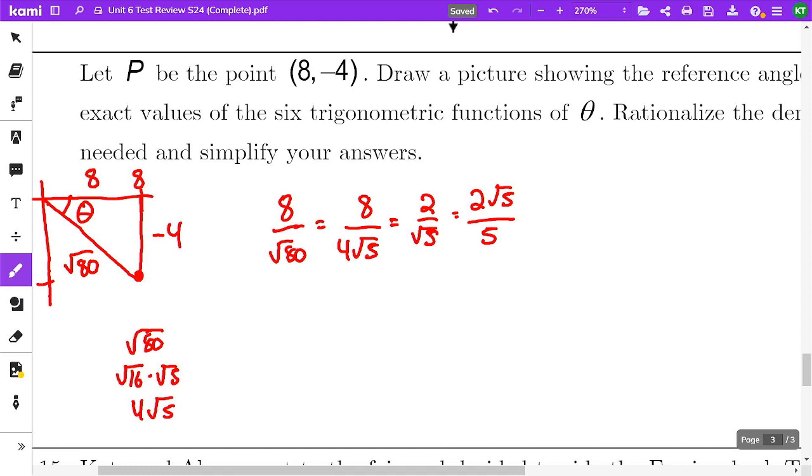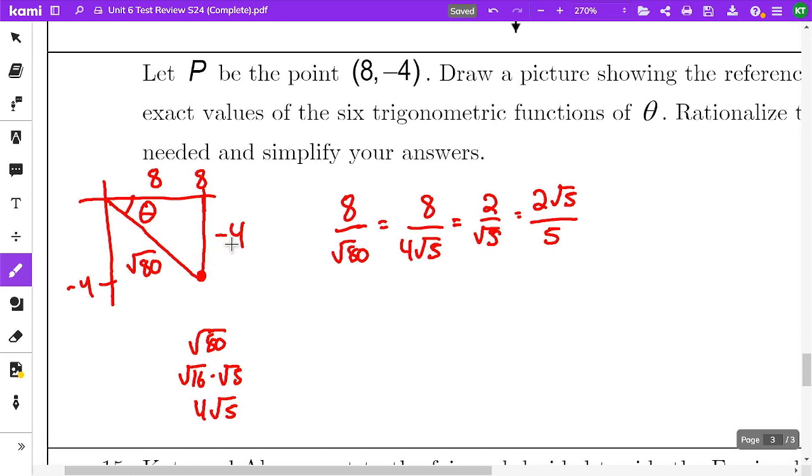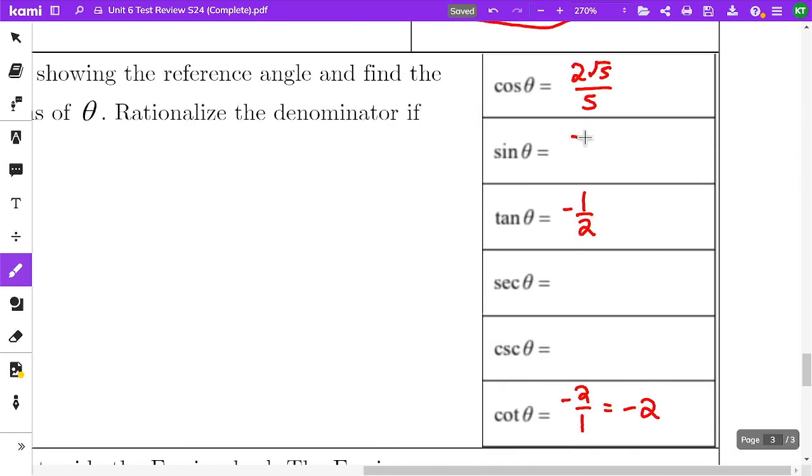Let's do the same exact thing for our sine, except now it's opposite over hypotenuse. -4 over, again, square root of 80. So I'll just save the time right now. Root 5, cancel out. I get -1 over root 5. Rationalize my denominator: -root 5 over 5. That is going to be my sine.